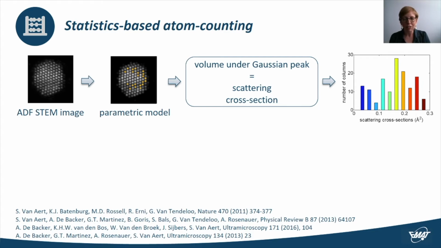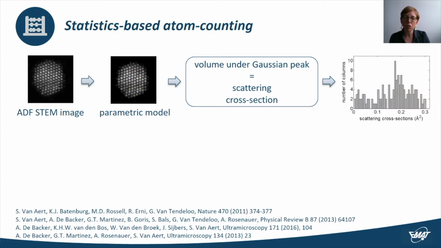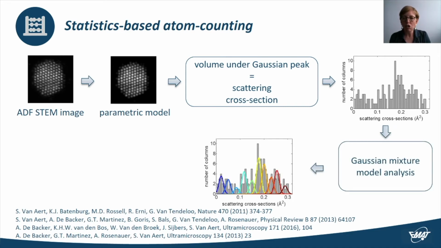Now, if the scattering cross-sections for the orange-colored columns correspond to the 7th component, we would then assign 7 atoms to these columns. In practice, however, the components are smeared out owing to a combination of experimental detection noise and the environment. And the question is then how to determine the number of components and their locations. And therefore, we use a so-called Gaussian mixture model analysis in combination with the use of an order selection criterion.